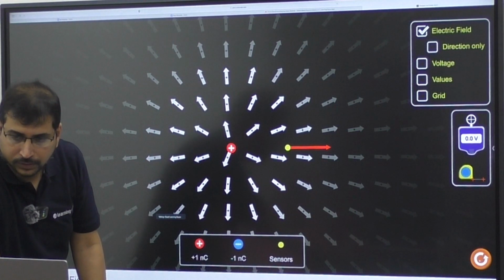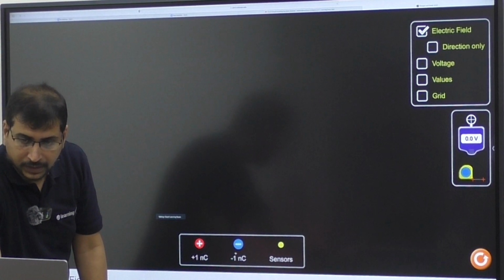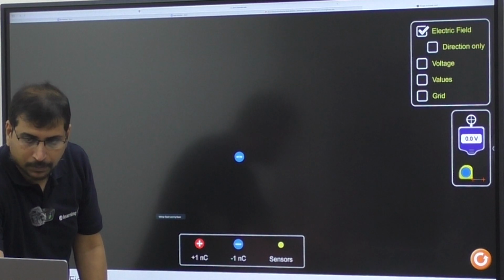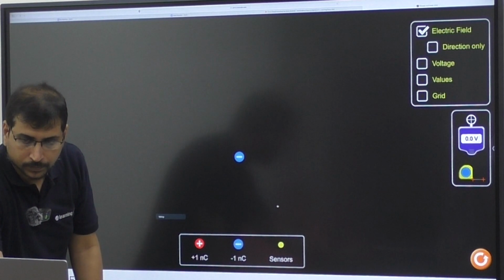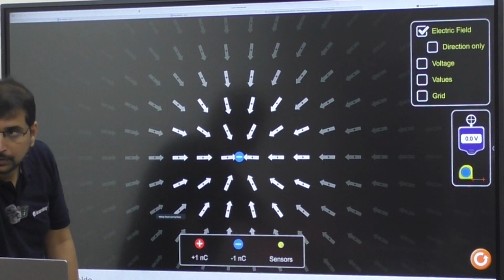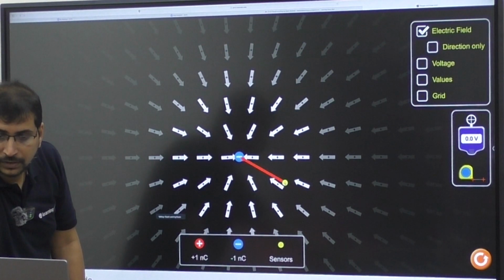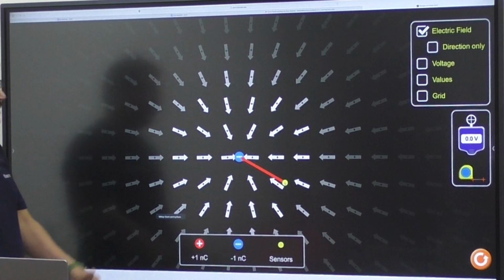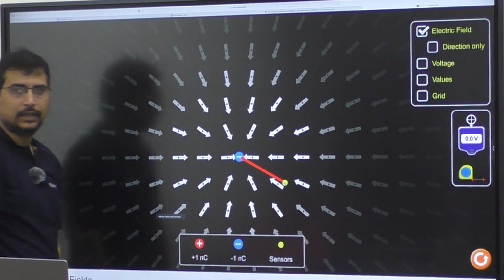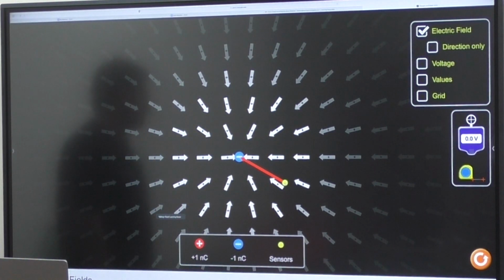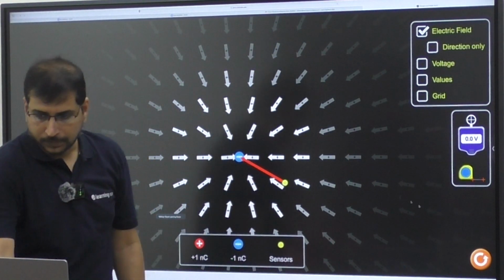Now, if I clear the system and take a negative charge and place it like this, then you're able to understand. If I place a sensor here, the test charge will tend to go and get attracted to the source charge. Okay, this is also simple.